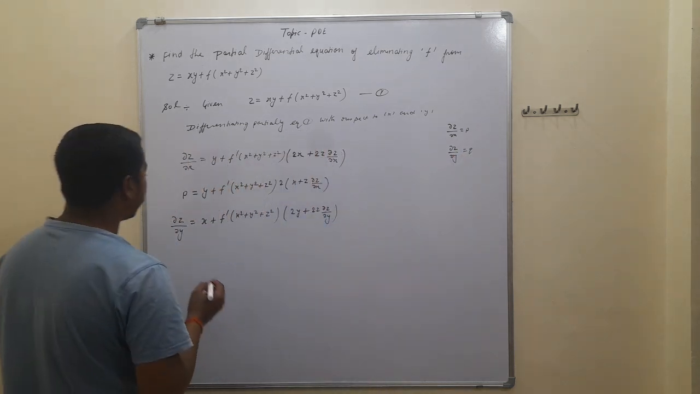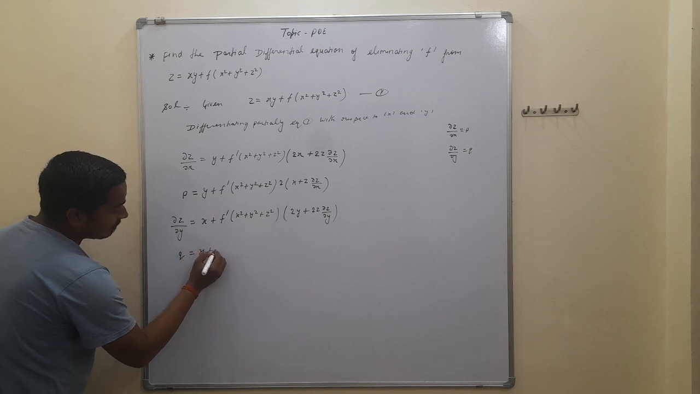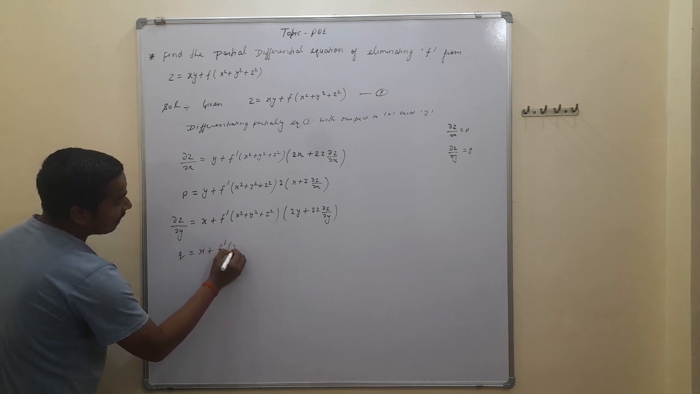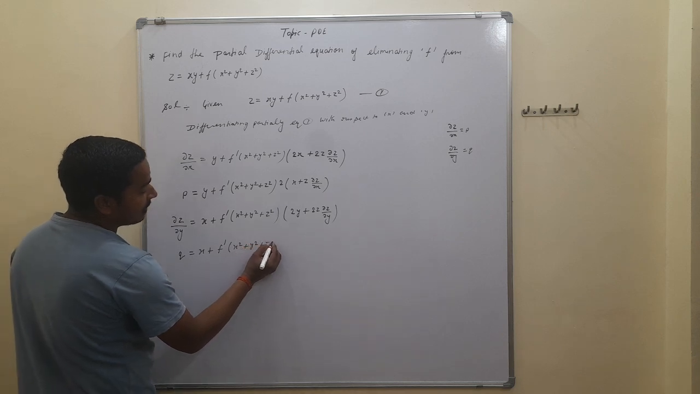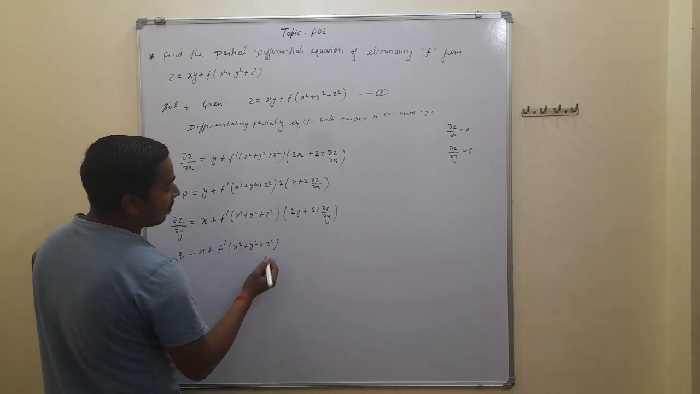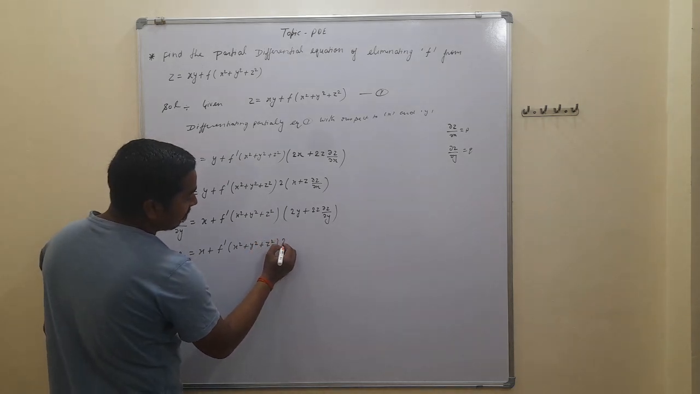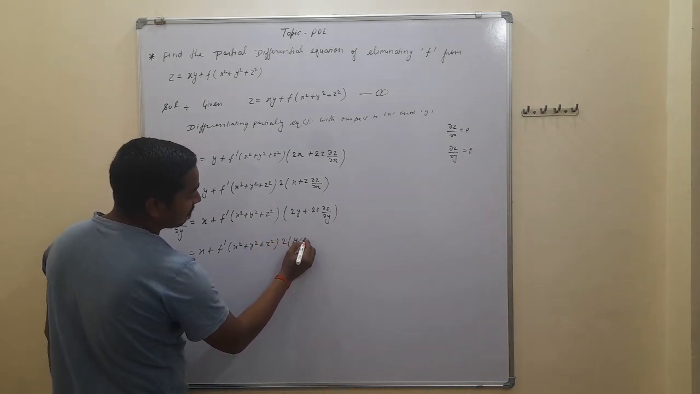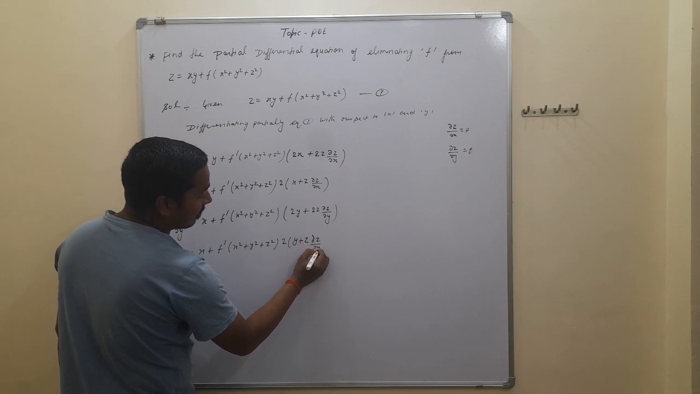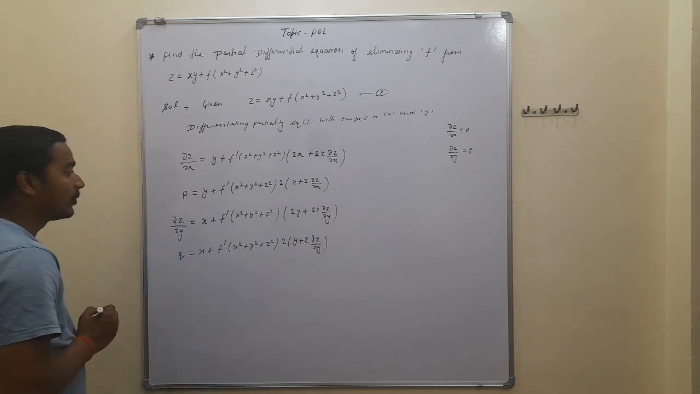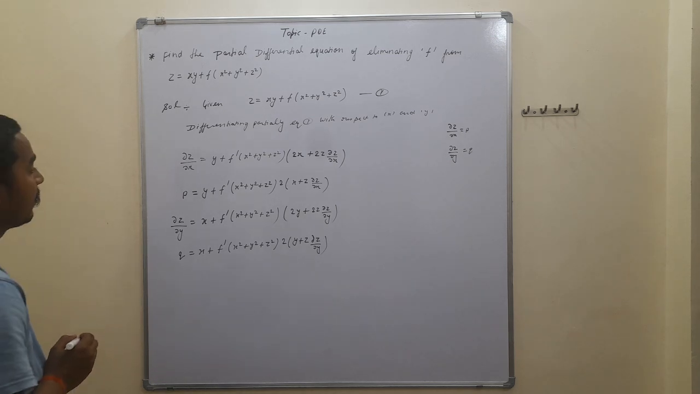So we put q = x + f'(x² + y² + z²), and from here taking 2 common, (y + z ∂z/∂y). And further we have to eliminate f.